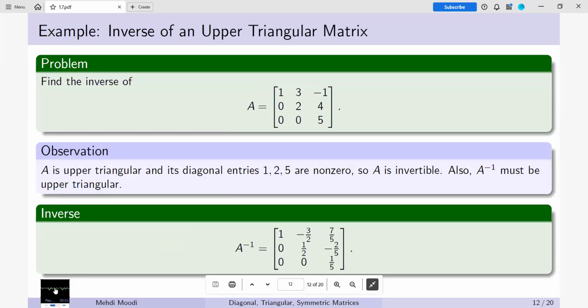Before computing the inverse, we already know two things. It exists, and it will be upper triangular. This is the advantage of recognizing structure before doing computation.